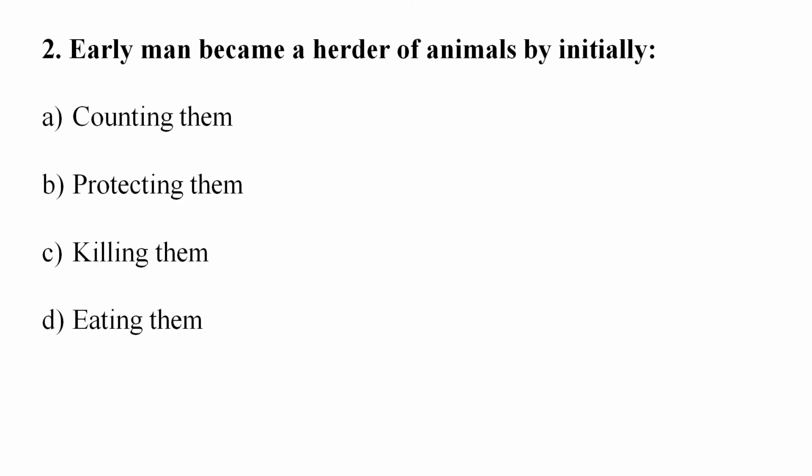Question 2. Early man became a herder of animals by initially: option A, counting them; option B, protecting them; option C, killing them; and option D, eating them. Your correct answer is option B, protecting them.